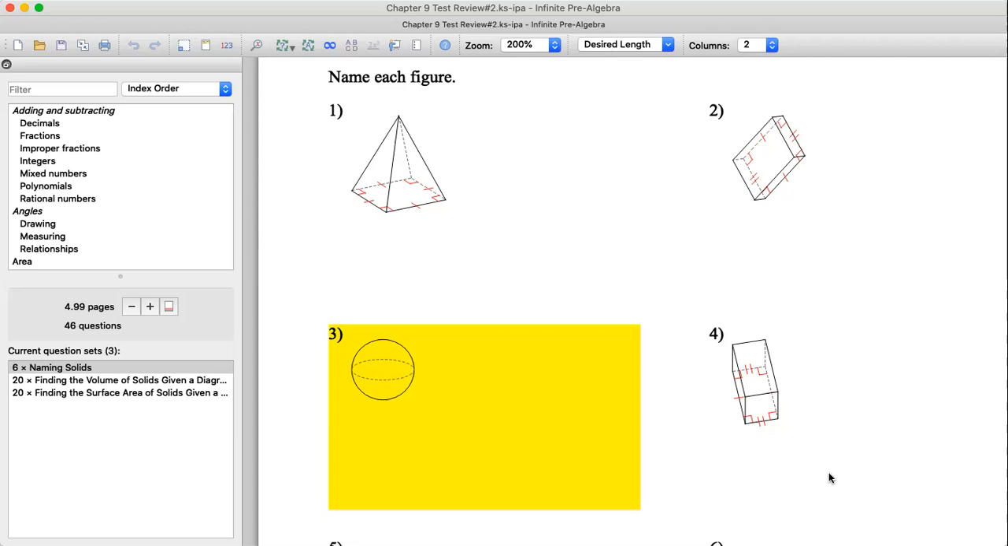Yeah, but remember, all squares are rectangles. Oh, you mean for naming it? Yes, right.